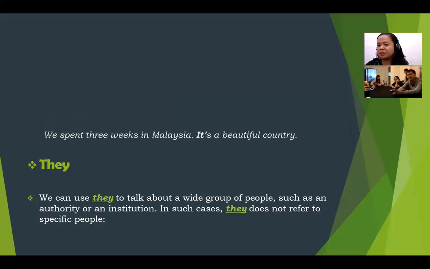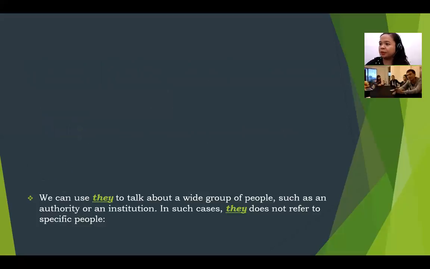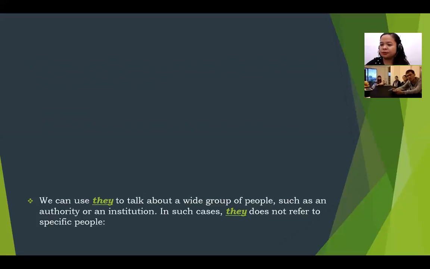When we say specific people, we mean the exact person that we are talking about. For example, you guys are group number 3, that is the specific name of your group. But when I point out names like Noddy, Joshua, those are specific people. So we use "they" in general. For example, "They've opened a new cinema in the town center."